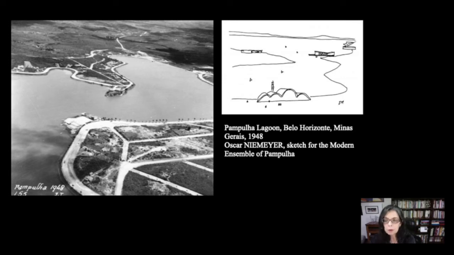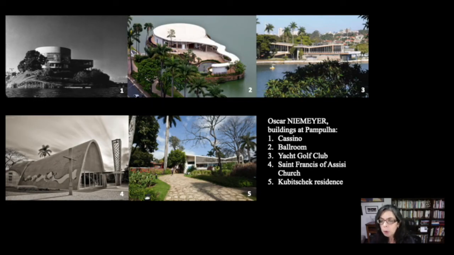The main idea for Pampulha was to create a leisure center for the city around a dam, built to guarantee the water supply to the population, and at the same time, transforming this area into a symbol of modernity and progress. Niemeyer decided to explore the plasticity of the reinforced concrete in the buildings like the casino, the ballroom, the yacht golf club, the Church of St. Francis, and the Kubitschek residence.